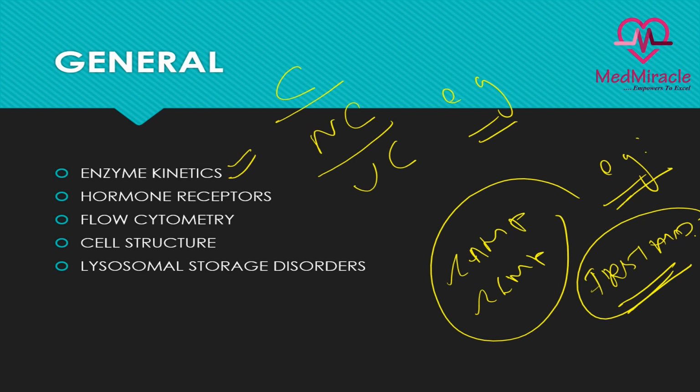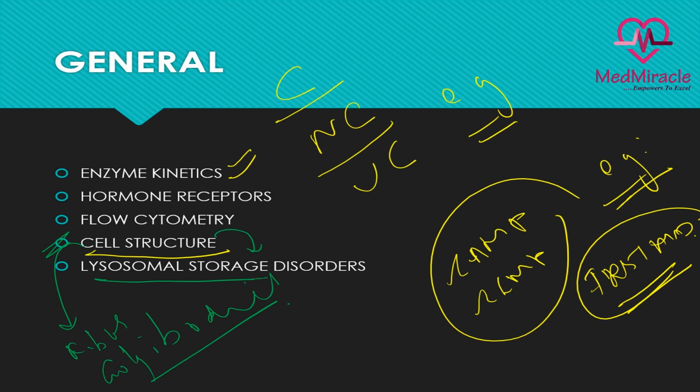Then the next thing is the cell structure. You have to be thorough with this one. You don't have to go into detail, but you have to know the function of ribosome, Golgi bodies. You have to be thorough with all these things. And another important topic which you will come across is lysosomal storage disorders. Just like glycogen storage disorders, you have to be thorough with clinical features and enzyme involved.